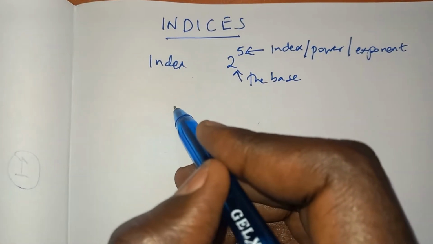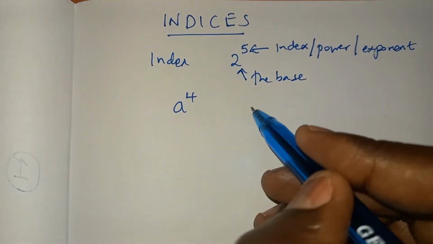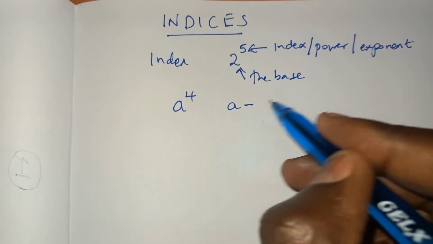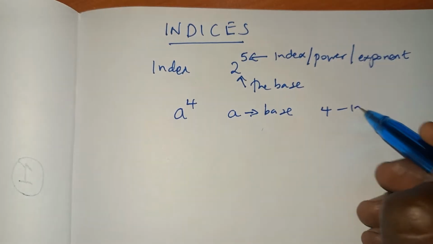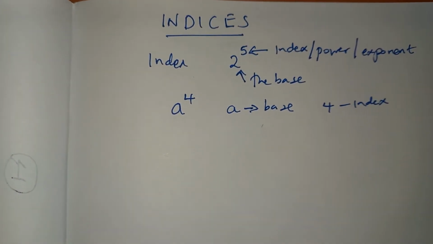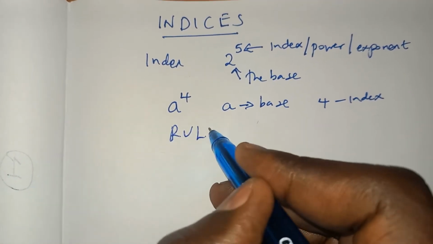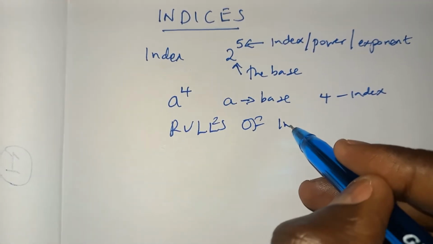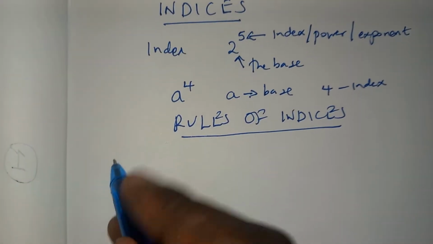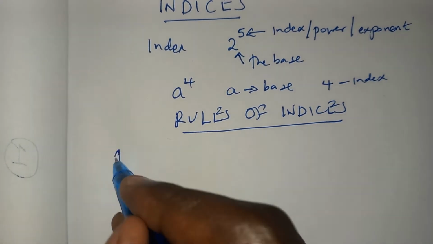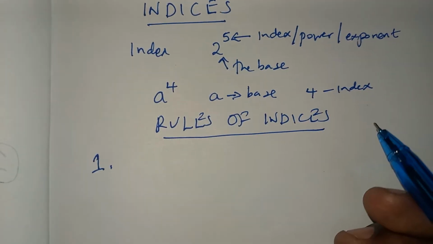So if you have a number, or rather a letter raised to a power, say 4, then a here is referred to as the base, while 4 is called the index or the power or the exponent. Now, let's look at some rules of indices. So let's look at the first rule, and this we are going to refer to as the multiplication rule.